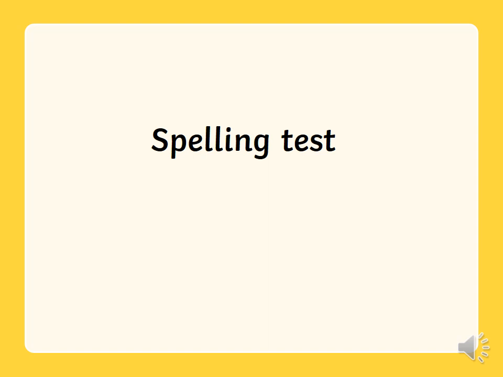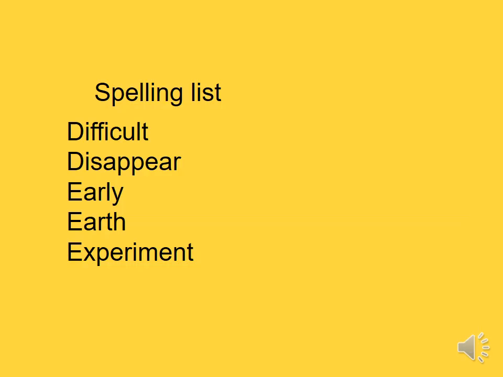Okay, I'm going to move on to show you this. Hopefully you are getting your 5s out of 5. Every one you get wrong, you should do 10 push-ups, star jumps or push-ups for each one you get wrong. So if you get 2 wrong, that's 20. If you get 3 wrong, that's 30. If you get 5 wrong, that's 50. So difficult, disappear, early, earth, and experiment.